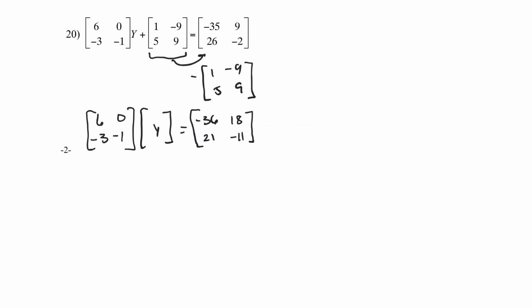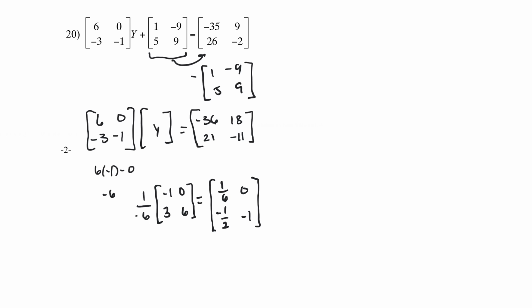Step two is finding the inverse of this matrix. So we're going to do 6 times negative 1 minus 0. So we're going to get negative 6 as the determinant. So the inverse is going to be 1 over negative 6 times negative 1, 6, positive 3, and then 0. So I switched them. We're going to multiply through by the determinant now. So we're going to end up getting positive 1/6, 0, negative 1/2, and negative 1.